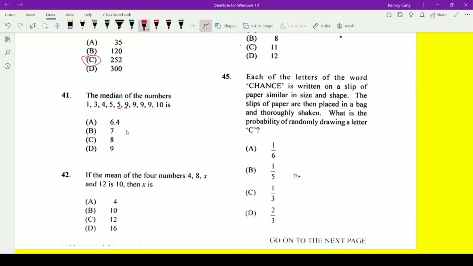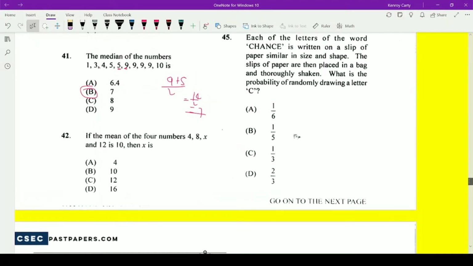Now because two numbers are in the middle, to get the median, we add both of them and we divide it by 2. So it will be 9 plus 5 over 2. 9 plus 5 is 14 over 2, which is going to give me 7. So that makes it B as in boy. And we move down to question 42.